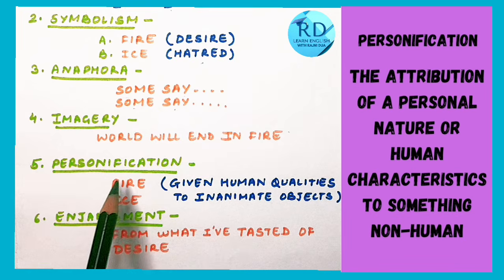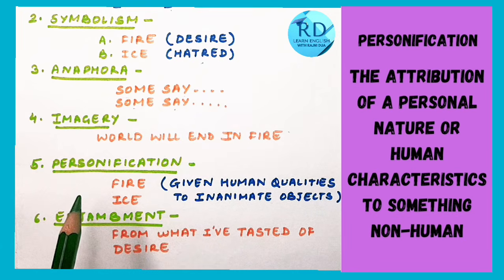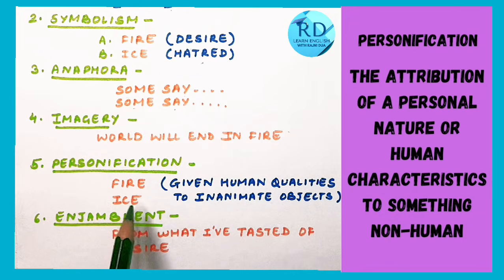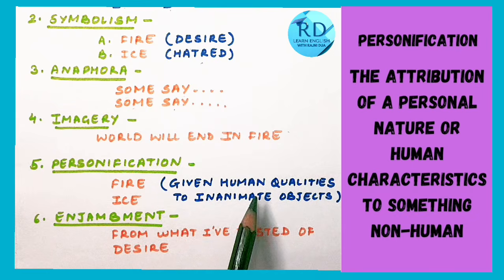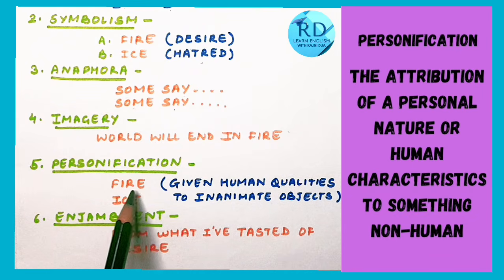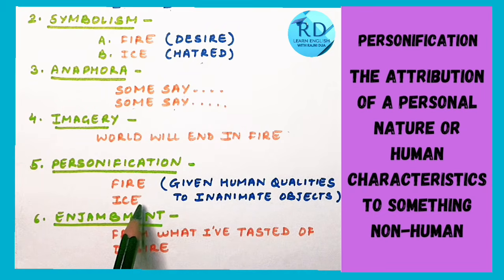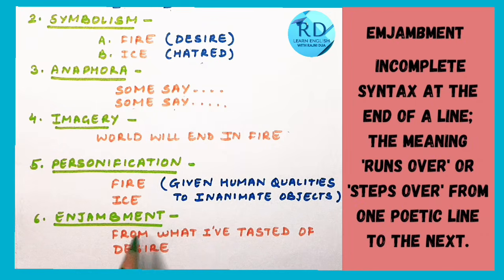Next poetic device is personification. Personification is when we give human qualities to something inanimate. For example, fire is inanimate, or it is a non-living thing, or ice is a non-living thing, but we have given human qualities to these objects. That means they have power like human beings to destroy earth, and that is why this is personification. Last poetic device is enjambment.